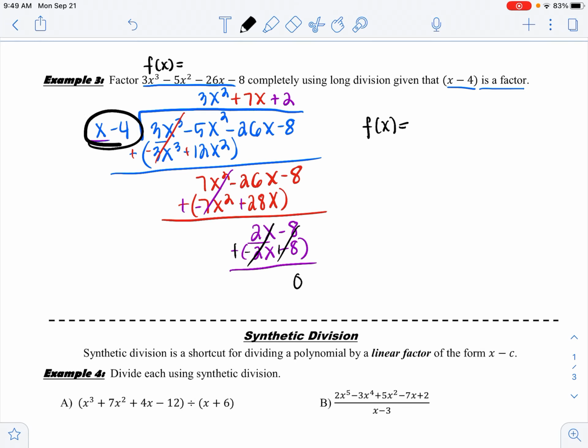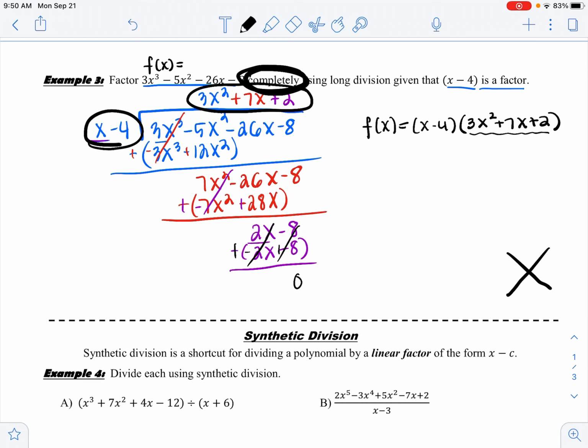So far I know that one factor is x minus 4. My other factor is this, 3x squared plus 7x plus 2. Now notice I need to factor this completely. So I have to continually factor this. Okay, so it's a trinomial. You can factor it however you factor it. I'll factor it how I factor it.